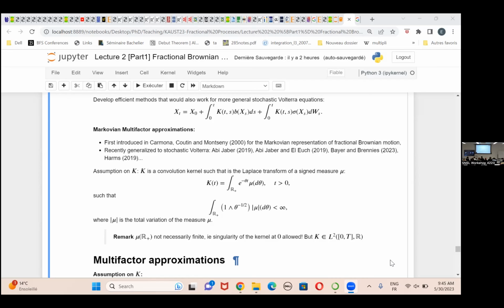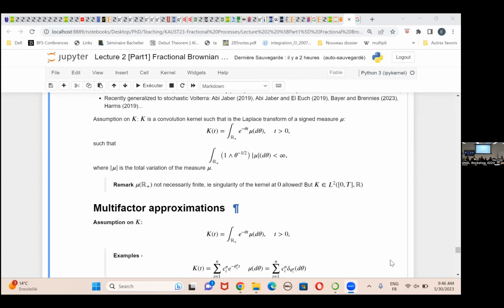The core idea is simply to restrict to the class of convolution kernels which can be written as a Laplace transform of some signed measure mu. Because the kernel K can have a singularity at 0, think of the fractional Brownian motion, which is the main example you want to have, the measure mu is not necessarily a finite measure, but it has some integrability to ensure that K is in L2. So let's assume that we have this representation.